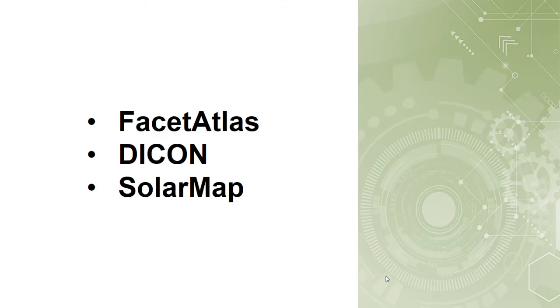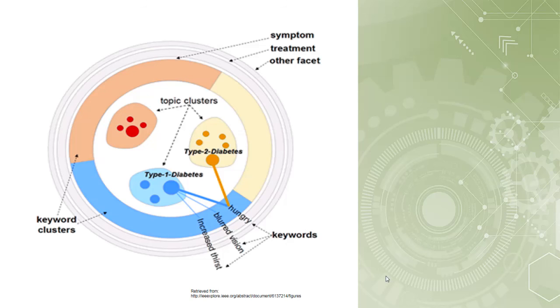Another use in the healthcare space is to extract useful information from existing literature and all the medical journals and research that's been done. Those three applications are Facet Atlas, DICON, and Solar Map. Facet Atlas provides the clinician a view of information from a variety of text-based sources to do things like word frequency, stemming, building topics, and then map them accordingly and group those results based on the context of any given question that might be asked.